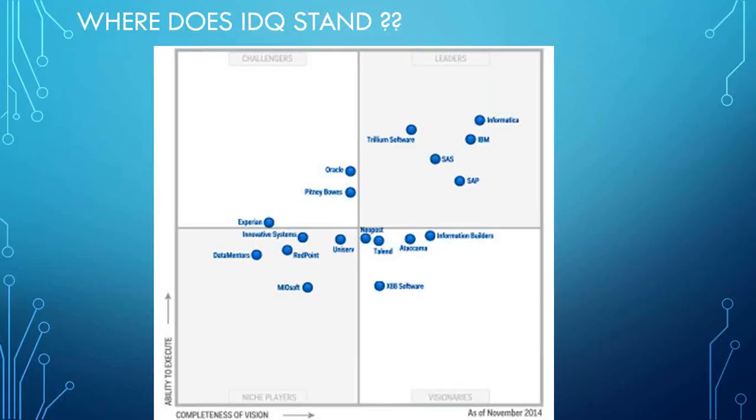Okay, and if you see Informatica, it is here. Ability to execute is on the y-axis, and completeness of vision is on the x-axis. So Informatica is leading the space. It has the ability to execute, way beyond tools like Trillium or SAS Dataflux. And in terms of completeness of vision also, it is almost reaching that stage.